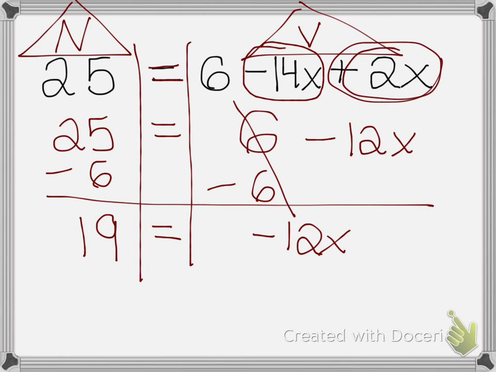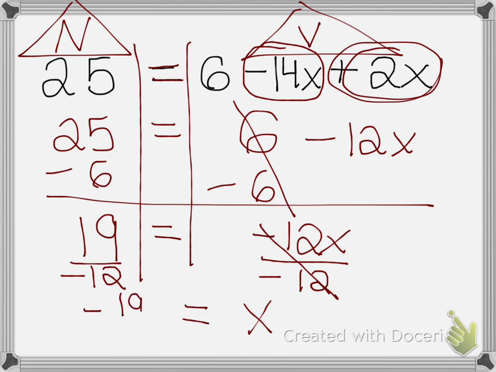All right. My goal is to get x by itself. As you can see, it is multiplied to negative 12. So the inverse of multiplication is division. I will be dividing both sides by negative 12 because that is the number that was multiplied to x. Bring down my x, and then my answer will be negative 19 over 12. And that's it.